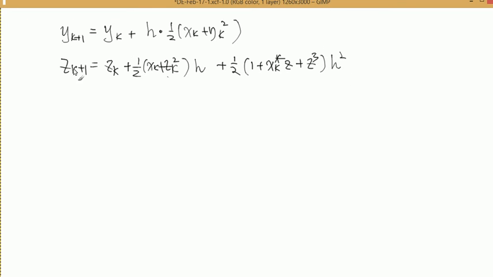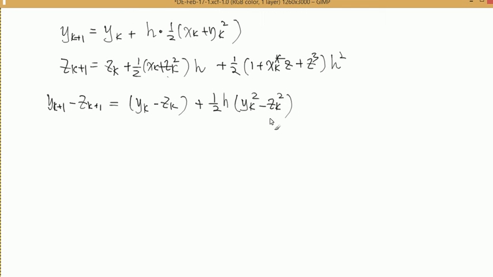We're interested in the difference between these two, so I'm going to subtract both sides: yk plus 1 and zk plus 1. Is that right? If you subtract these two, you have yk minus zk. They're in a similar shape. We're interested in how different they are. Plus, there's a 1/2 and h, which are common. And you see that the xk are the same, so if you subtract, they go away. What's left is yk squared minus zk squared, and then this one will be negative 1/2 of these values.